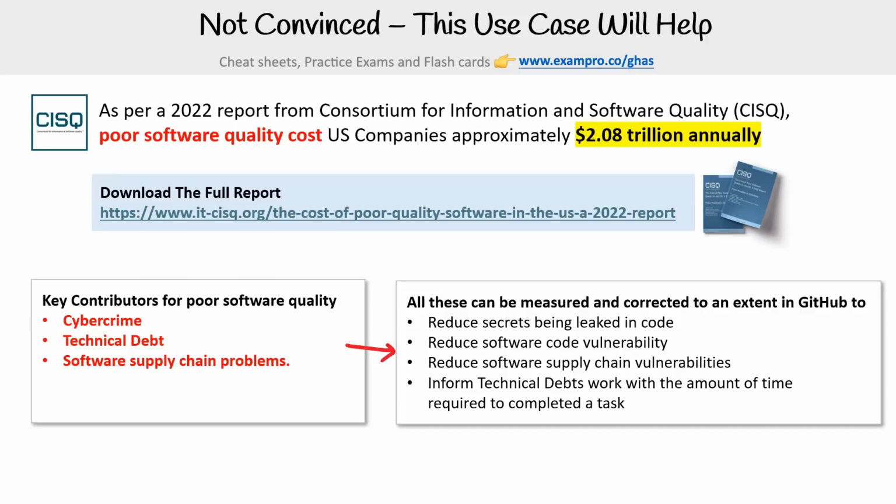Cybercrime and software supply chain problems could definitely be measured and corrected to an extent using GitHub. For example, you can remove secrets that could potentially be leaked in the code, or remove software code vulnerabilities. You can even inform technical debt work with the required time to complete a task to manage some of the tech debt as well. And last but not least, software supply chain vulnerability. GitHub has options to detect and help you remove software supply chain vulnerability.